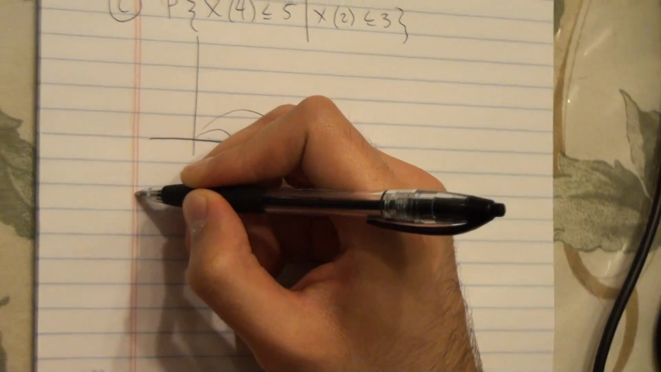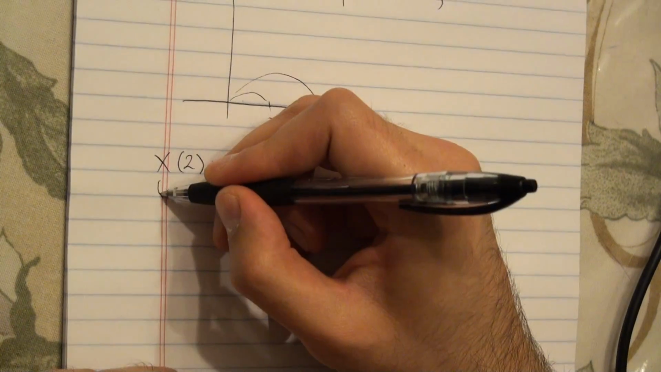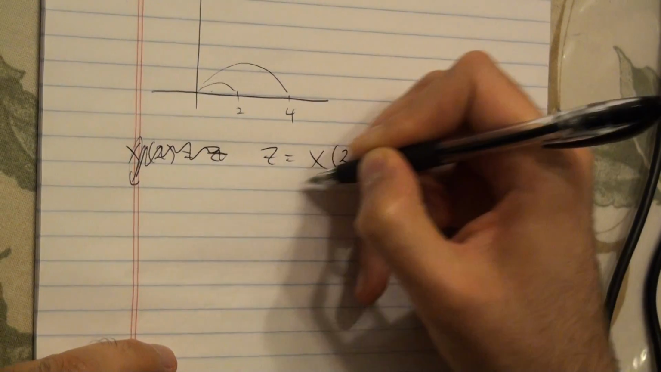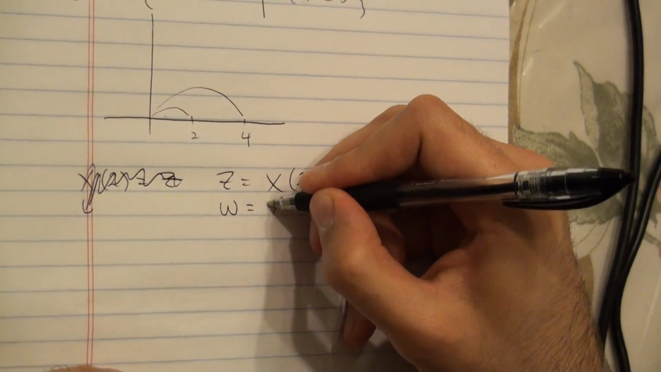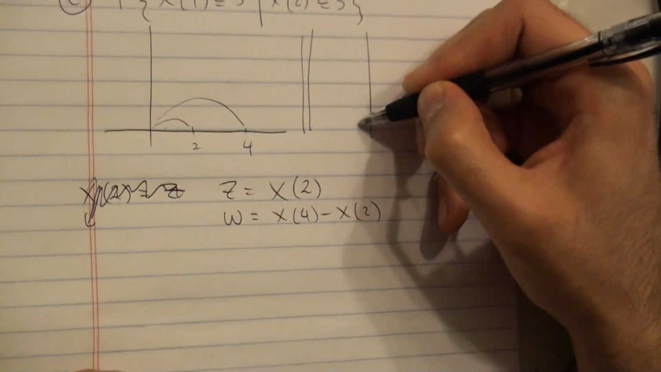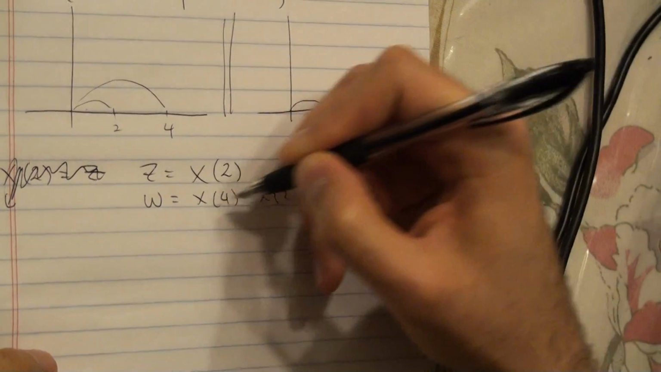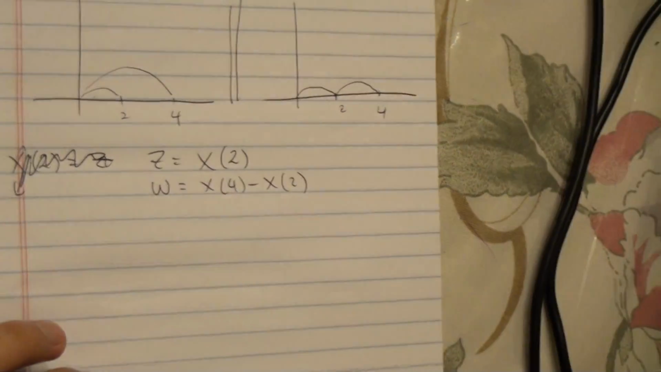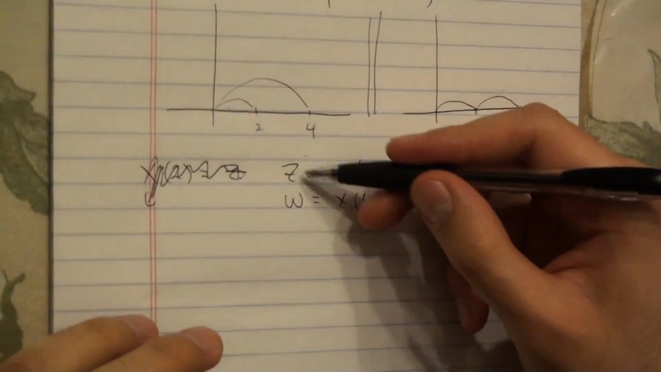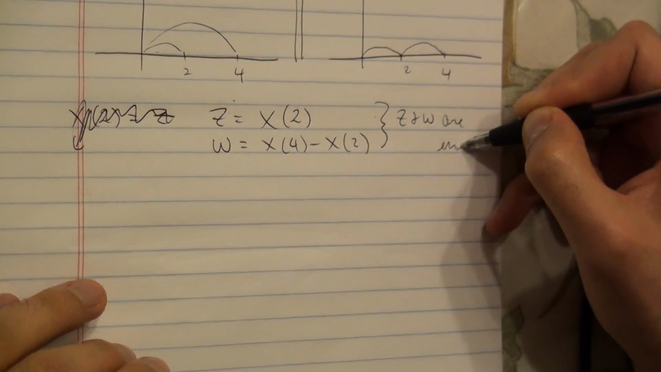Let's say we call X of 2 equal to Z. And let me write it like this. Z equals X of 2. W equals X of 4 minus X of 2. So now Z is from this interval and W is in this interval. So we've essentially made these two independent random variables. So let's just write that. Z and W are independent.